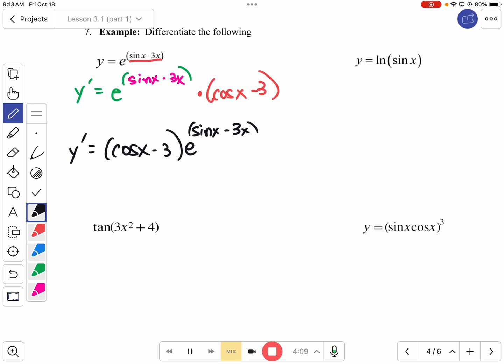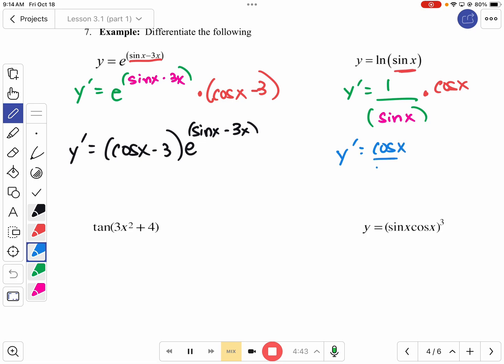So ln of the sine of x, okay, what's your outside function? ln. So what's the derivative of ln? It's 1 over whatever. So my whatever is that sine of x. But we're not finished because I have to do the derivative of that whatever. What was the derivative of sine? Cosine. Now, as I'm looking at this, this gives me cosine over sine. Can I simplify that? Sure.